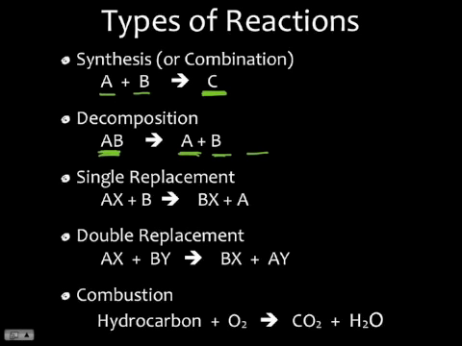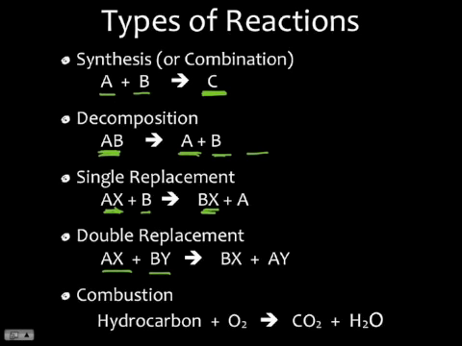For single replacement, we have an ion that's switching places. So we have a compound here with an element, and then this part of this compound joins the other element. Notice the X switches partners basically. So it starts out with the A and then ends up with the B. Double replacement, it's switching partners. So we've got AX and BY. Then on the product side, B takes the X and then A goes with Y.